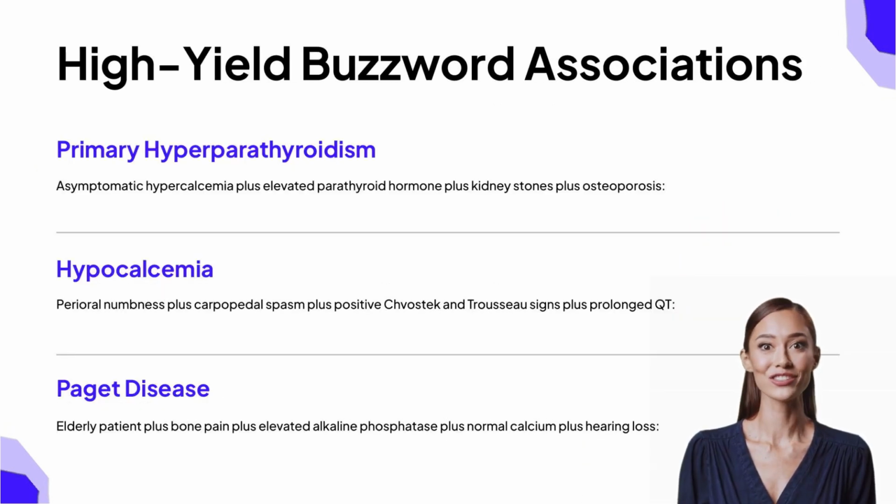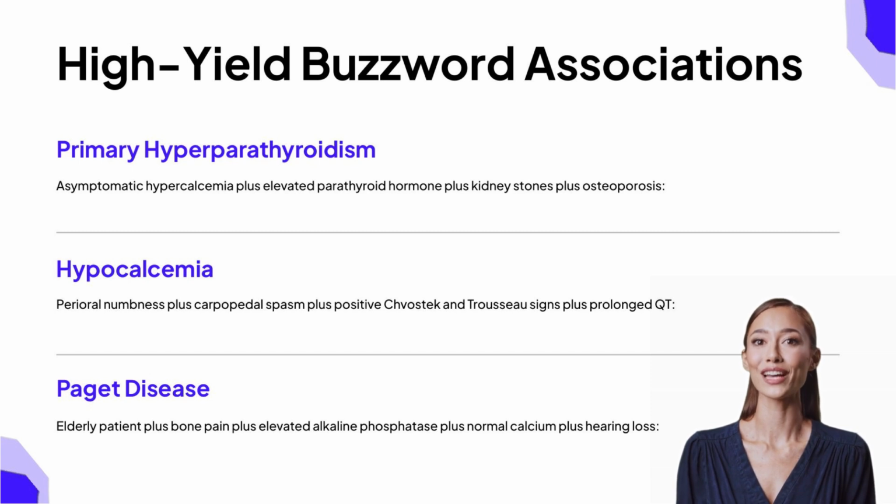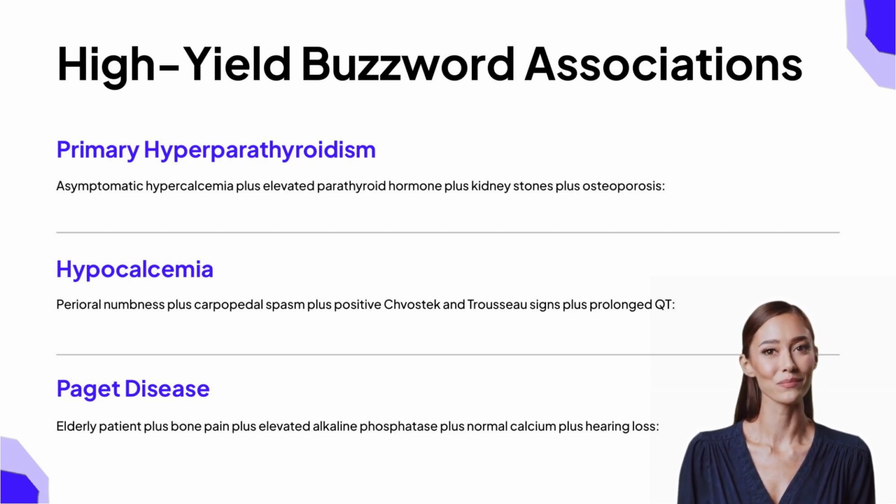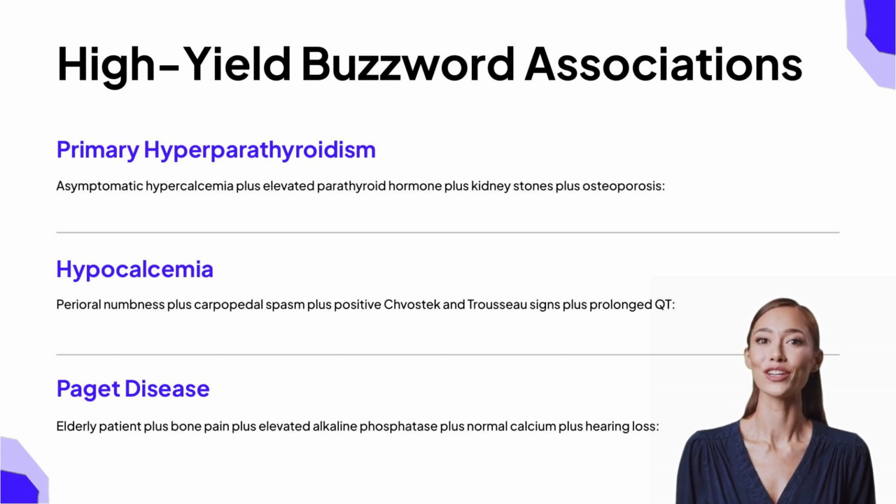Let us drill the buzzwords that should trigger immediate pattern recognition. For primary hyperparathyroidism, the classic patient is often asymptomatic but discovered to have hypercalcemia on routine labs. They may have a history of kidney stones, osteoporosis, or non-specific symptoms like fatigue. The parathyroid hormone level is inappropriately elevated. For hypocalcemia, remember the neuromuscular findings. Perioral numbness, carpopedal spasm, positive Chvostek sign where tapping the facial nerve causes twitching, and positive Trousseau sign where a blood pressure cuff causes carpal spasm. The electrocardiogram shows prolonged QT interval.